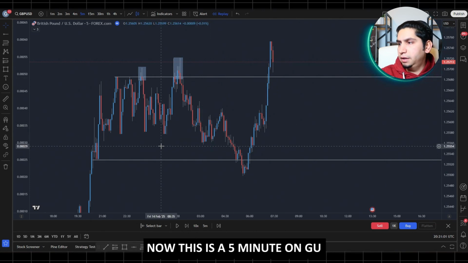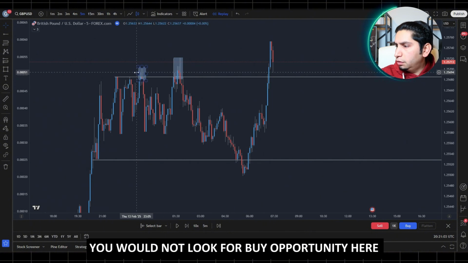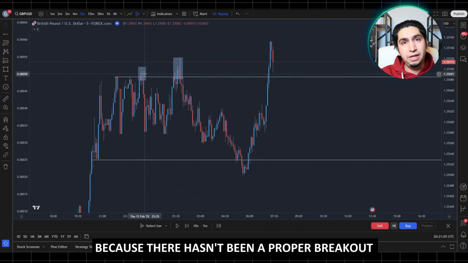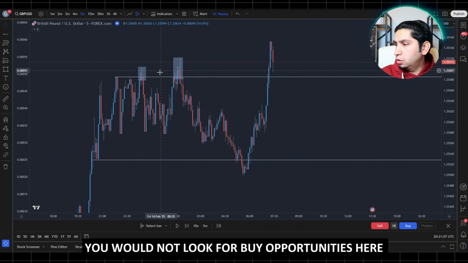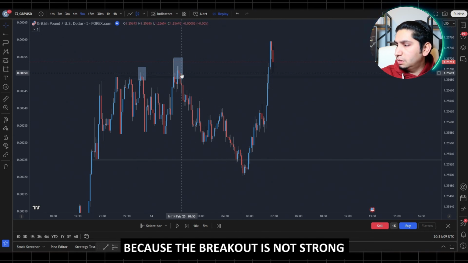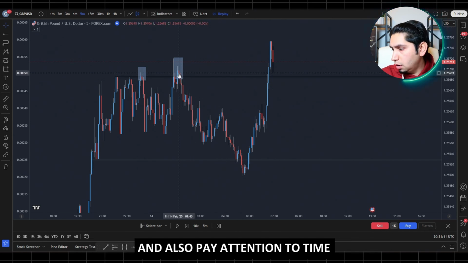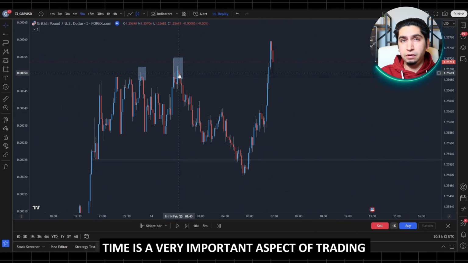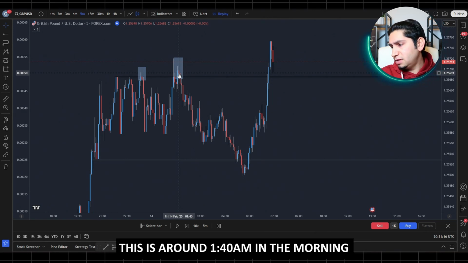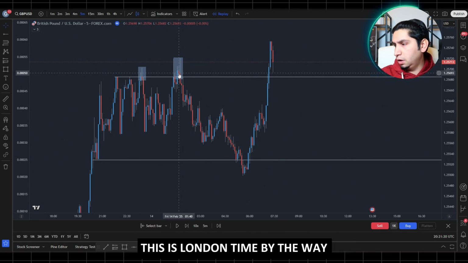Now, this is the 5 minute on GU. You would not look for buy opportunities in here because there hasn't been a proper breakout. You would not look for buy opportunities here because the breakout is not strong. And also, pay attention to time. Time is a very important aspect of trading. This is around 1:40 a.m. in the morning. This is London time, by the way.